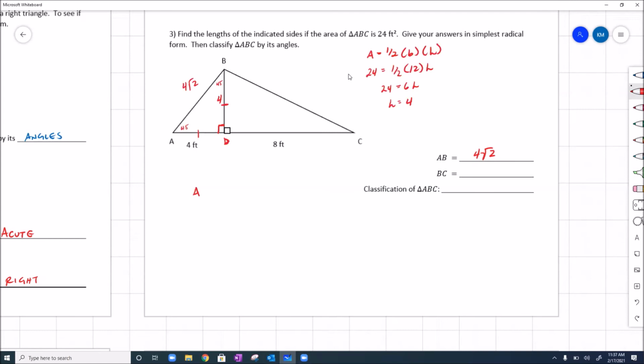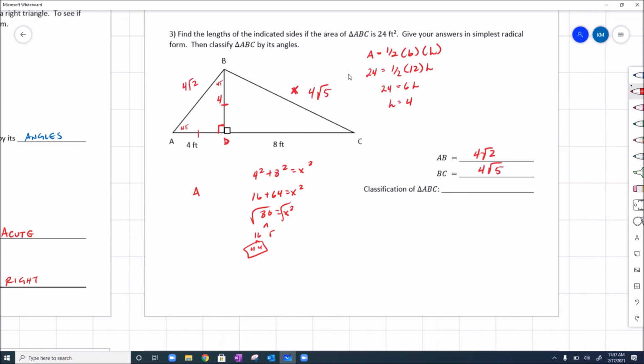Now I'm trying to find BC. Again, I have the height and I have the base. This isn't a special right triangle, but I'll set this up to find BC, calling it X. A squared plus B squared equals X squared. 16 plus 64 equals X squared. That's 80 equals X squared, square root, and that is 16 times 5, so 4 radical 5. So we find out that X is 4 radical 5.